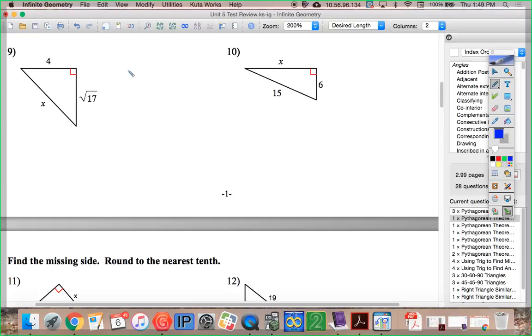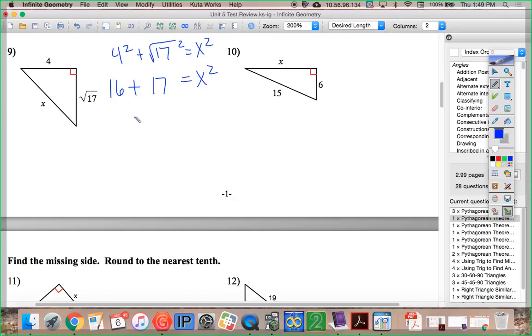Sorry, it makes me erase it. So I have 4 squared plus radical 17 squared equals x squared. So 4 squared is 16. Radical 17 squared is just 17. You do not square that again because you've already squared it when you take away the radical.